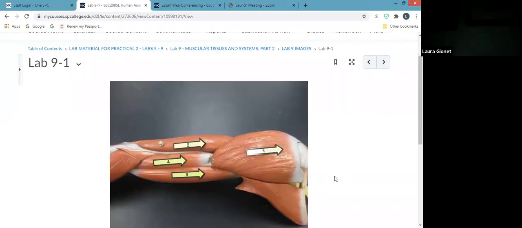Okay, so here we start in the upper extremity. We have the deltoid muscle. Then you have triceps brachii, biceps brachii, number 3, and brachialis is number 4.